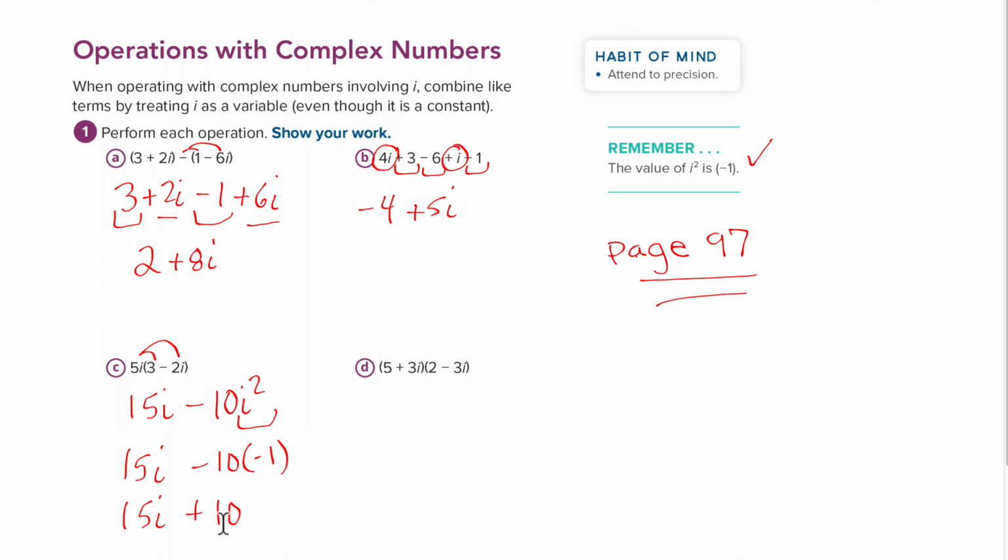And you remember, of course, I said before, we always want to put the whole number first. So we're going to write this as 10 plus 15i. That was weird how I did that, but that's how you do C.